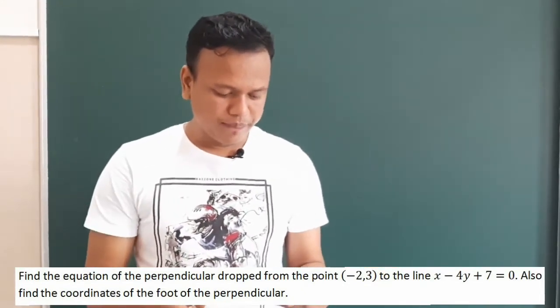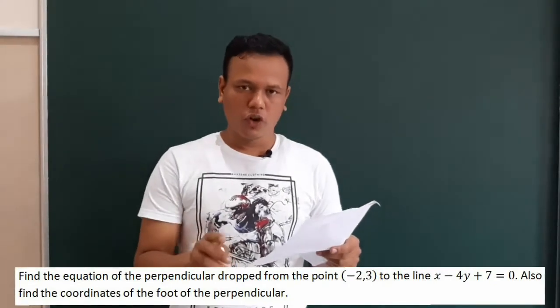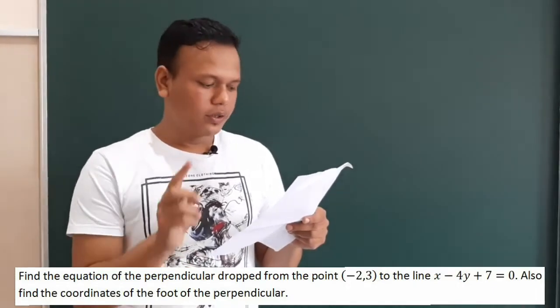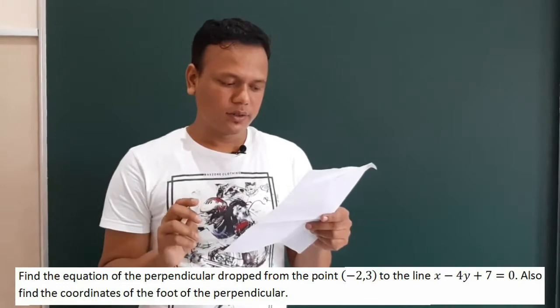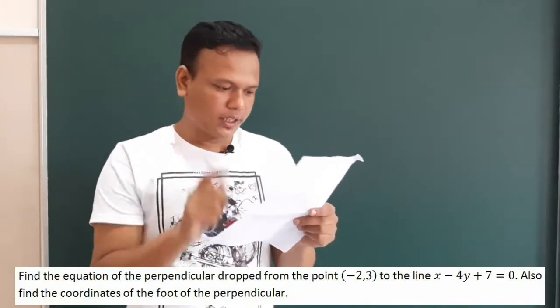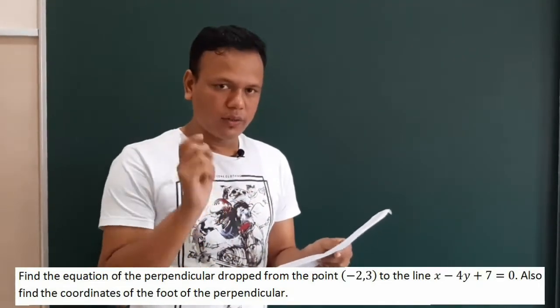The question says, find the equation of the perpendicular dropped from the point (-2, 3) to the line x minus 4y plus 7 equals 0. Okay, so this is the first question. The second part is also there. The second part says, also find the coordinates of the foot of the perpendicular.